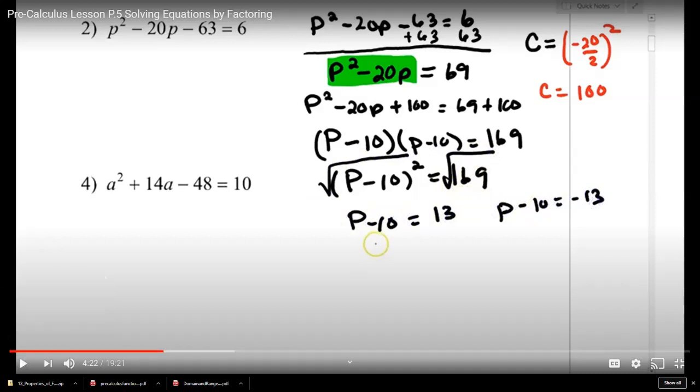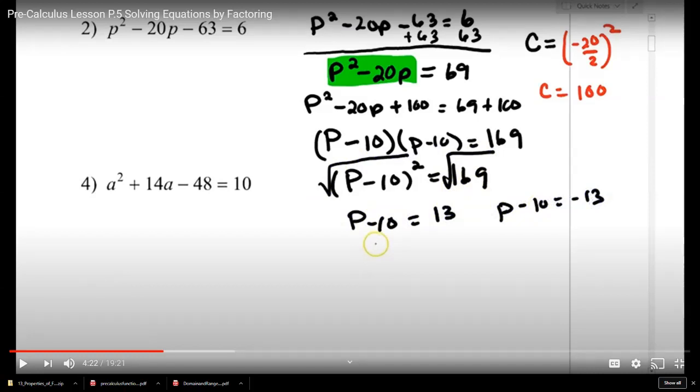How do we get 100? You see where C is up here? The value of C, you're going to have to get negative 20 divided by 2 is negative 10. Negative 10 to the second power is 100. That's how we got 100. So we have to add 100 to both sides, and that gives us 169.